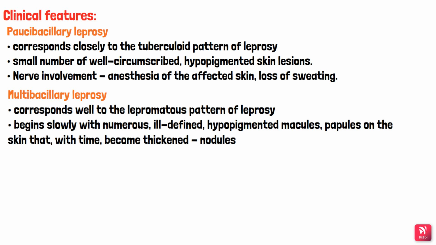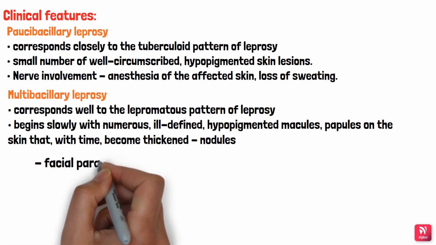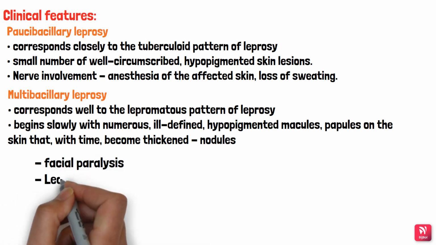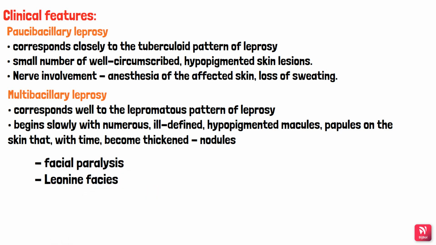And other than this, there will be facial paralysis also because of facial nerve involvement. And as the face is involved, because of the numerous nodules which can be seen, it results in a distorted facial appearance. That distorted facial appearance is called leonine facies.